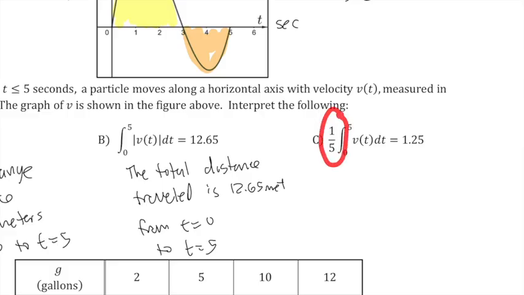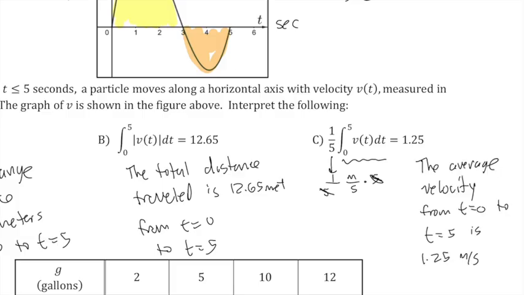This one, we do have an extra unit outside. So this part right here is going to be in meters per second times seconds. And then the 1 over 5 is 1 over 5 seconds. This cancels out with this, and we're still in velocity. So this is the average velocity because we're in meters per second. So the average velocity from t equals 0 to t equals 5 is 1.25 meters per second.